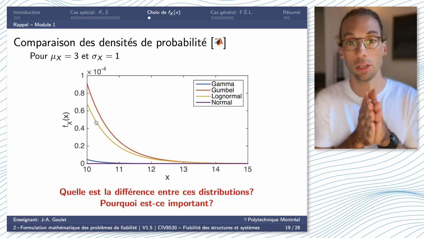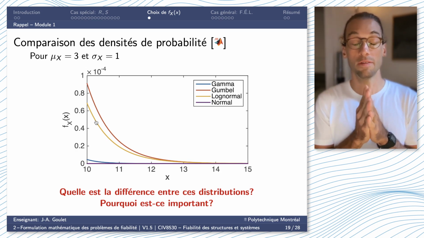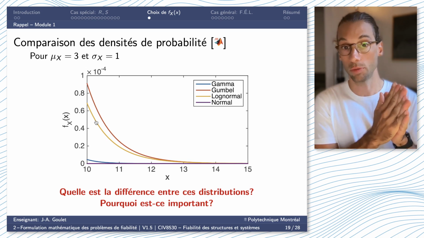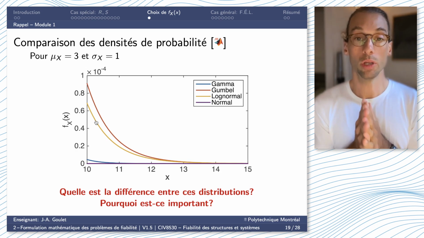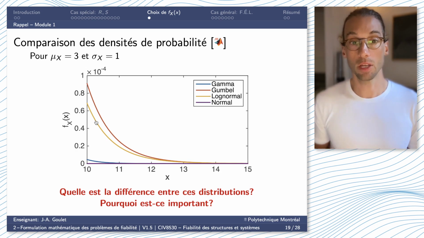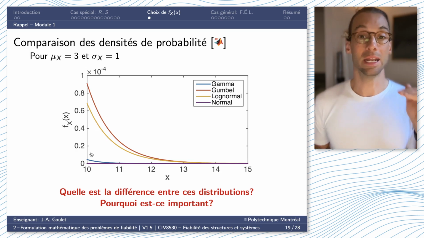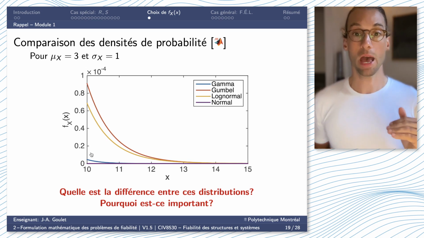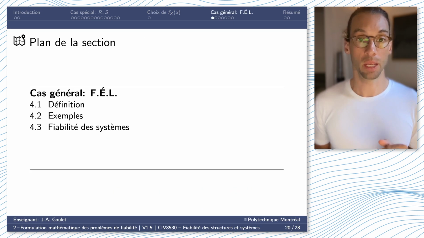That's why you need to refer to probabilistic codes to define, for a given phenomenon you want to model, which probability density function you should be using and with what parameters. Because if you don't make an appropriate choice, you might underestimate or overestimate the probability content in the tail, and that's going to have a drastic impact on the probability of failure you will be estimating.